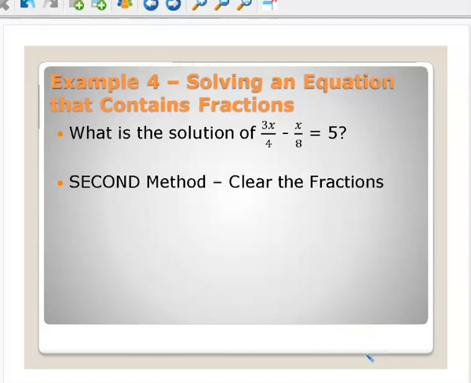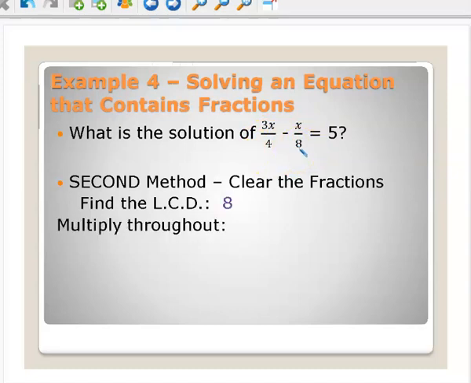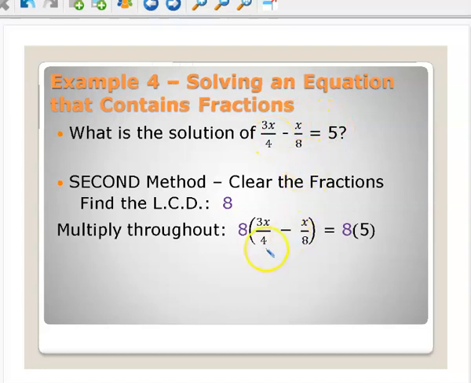The second method, and a method that I actually like a little bit better, is to do what's called clearing the fractions. So what we do is we still look for that least common denominator. So when I look at my denominators here, 4 and 8, the smallest denominator that's common between them is going to be 8. Okay, so if I multiply each of these fractions and this number, all of it, by 8, just like I'm doing here, I will eliminate the denominator.